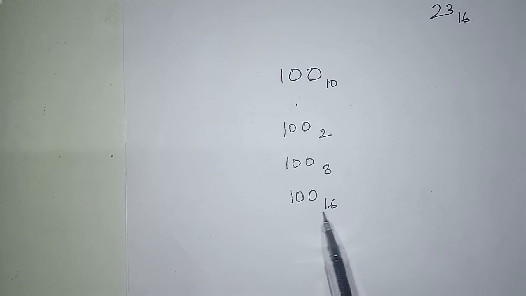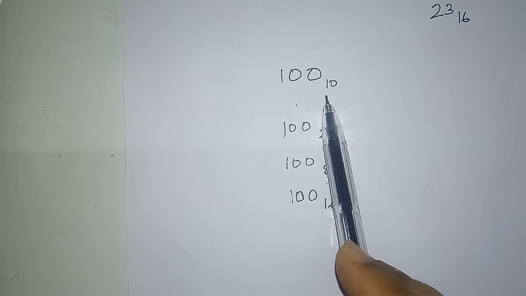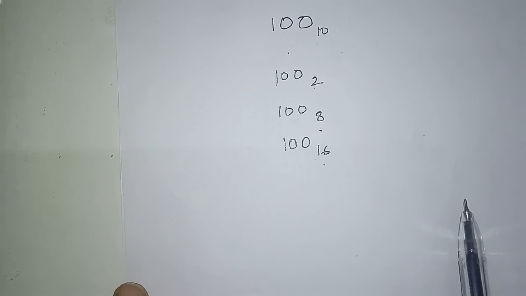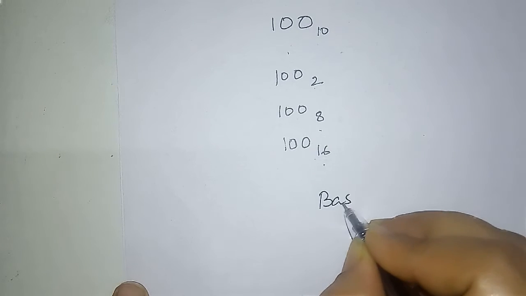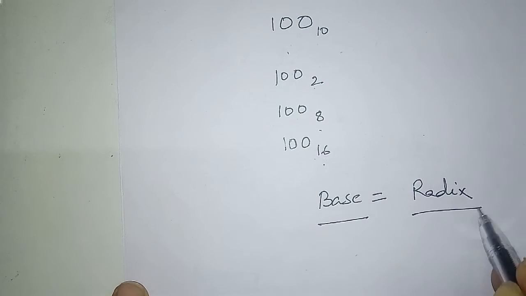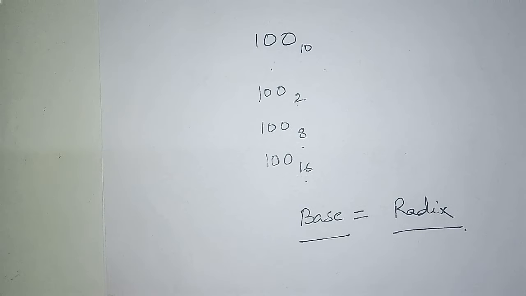Secondly, this base is derived from the number of symbols which are used in that particular number system. Means 10 symbols are used in the decimal number system, 2 symbols in the binary number system, 8 symbols in the octal number system, and 16 symbols in the hexadecimal number system. The other name of the base is radix, means base is also known as radix. So we can say that the decimal has the base of 10 or the radix of 10. The radix of binary is 2, the radix of octal is 8, and the radix of hexadecimal is 16.